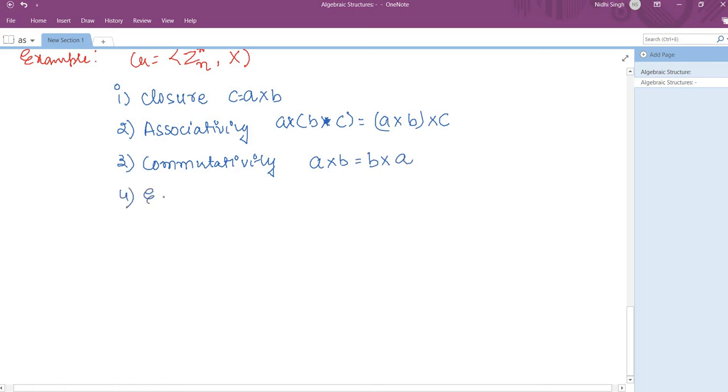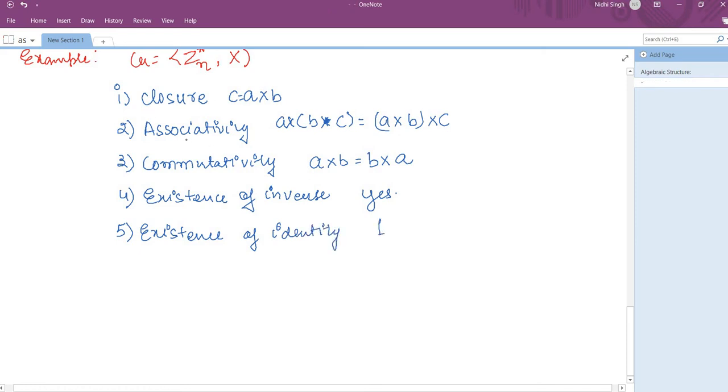Fourth one, existence of inverse. Because we are talking about the set of residues, each of which contains a multiplicative inverse, yes, we can find the inverse. Now the fifth one, that is existence of identity. As you know, for multiplication, the identity element is 1. So yes, this group is a commutative group.